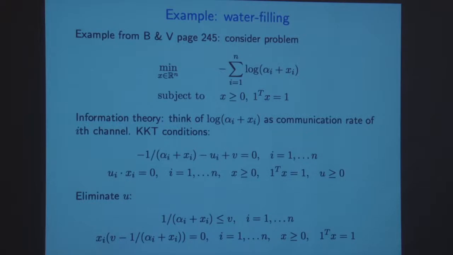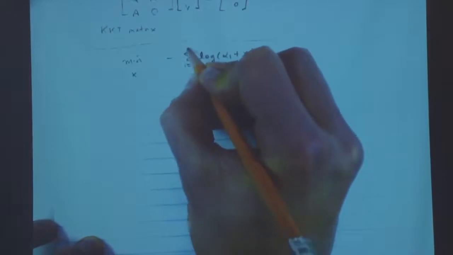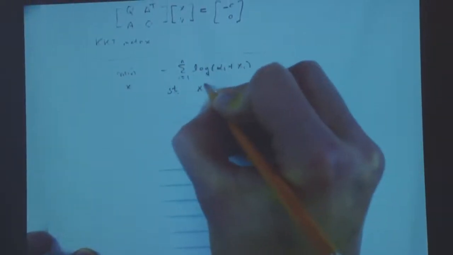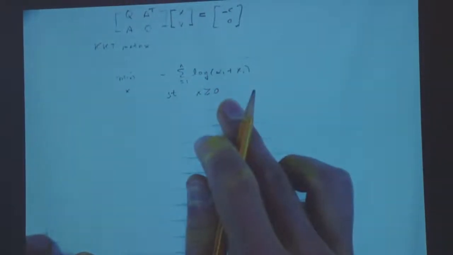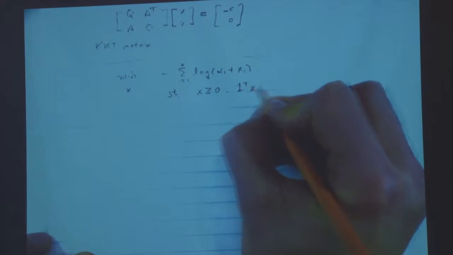So the problem is to minimize over all x the following criterion: minus the sum of log of alpha_i plus x_i. Alpha_i here is a constant. These are given to us. Subject to x lying in the probability simplex. So x, think of it as a vector of weights. They're all non-negative, and they sum to 1.